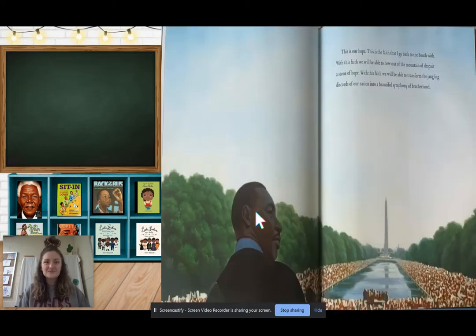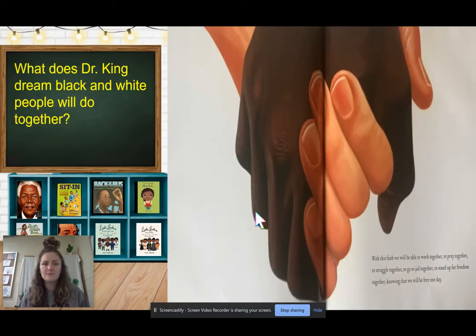This is our hope. This is the faith that I go back to the South with. With this faith, we will be able to hew out of the mountain of despair a stone of hope. With this faith, we will be able to transform the jangling discords of our nation into a beautiful symphony of brotherhood. With this faith, we will be able to work together, to pray together, to struggle together, to go to jail together, to stand up for freedom together, knowing that we will be free one day.